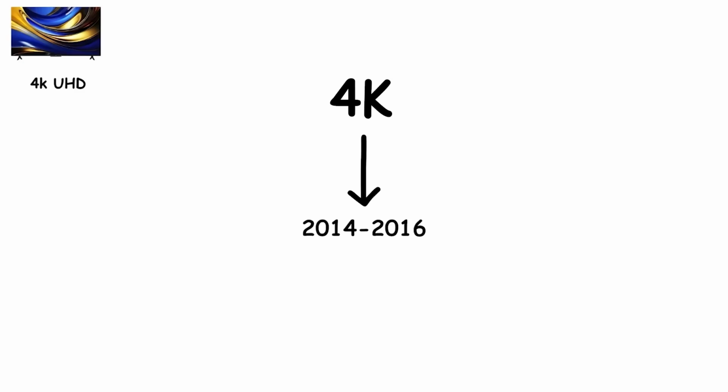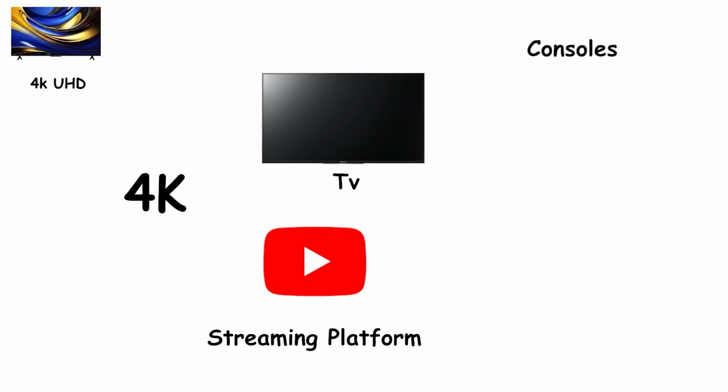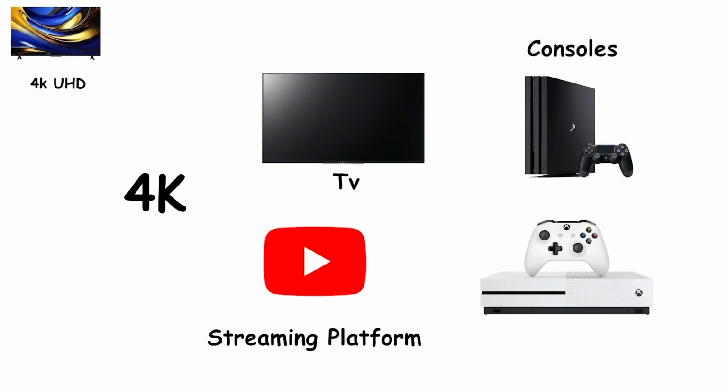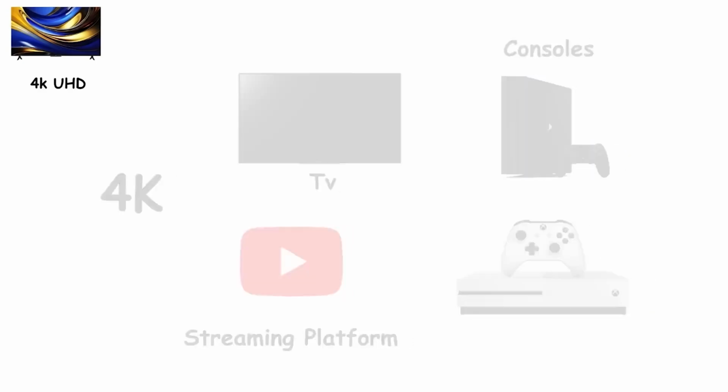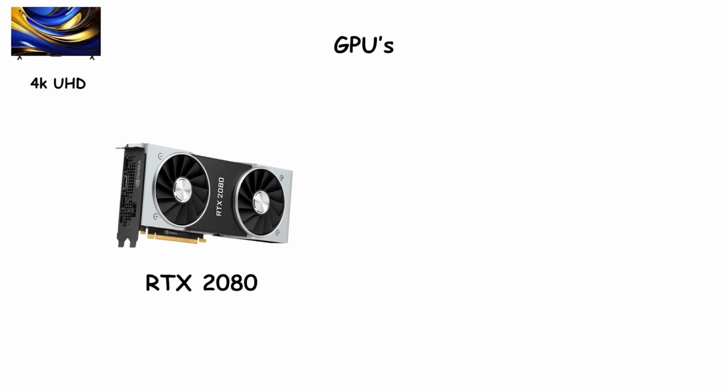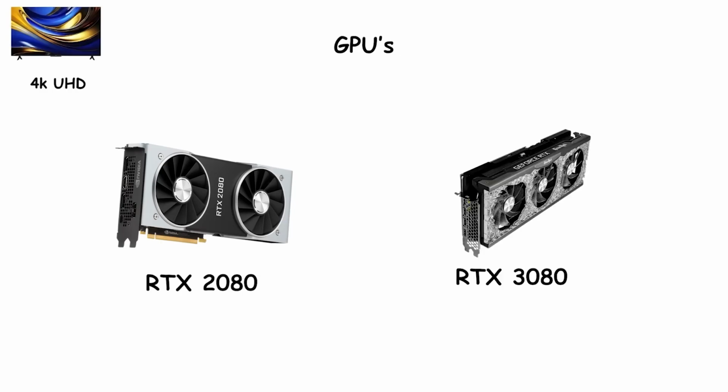4K really entered the mainstream around 2014 to 2016, pushed hard by TVs, streaming platforms, and consoles like the PS4 Pro and Xbox One X. Later, GPUs such as the RTX 2080 in 2018 and the RTX 3080 in 2020 finally made 4K gaming feel possible without turning every setting to low.